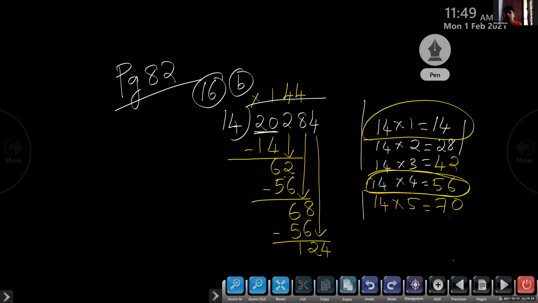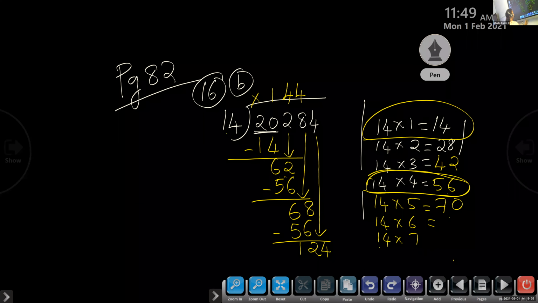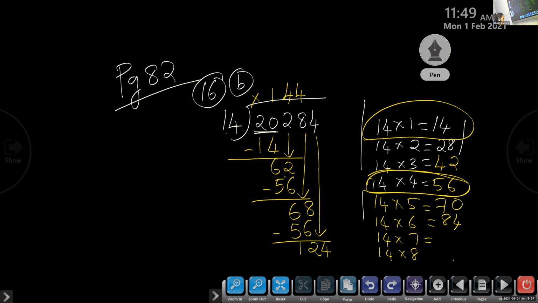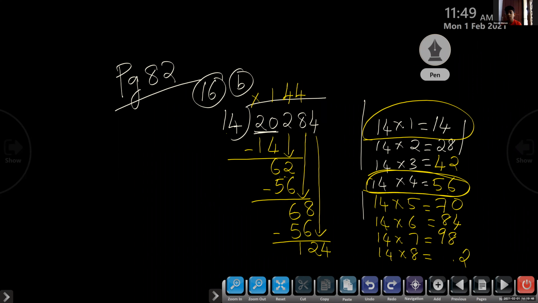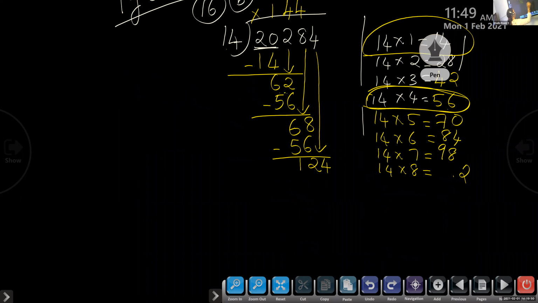Now do again 14 into 6. Multiply, complete the table. 14 into 7, 84. 14 into 7, 98. Okay. Then 14 into 8, 112. But here we have 124, so we will do till 14 into 9. Okay.